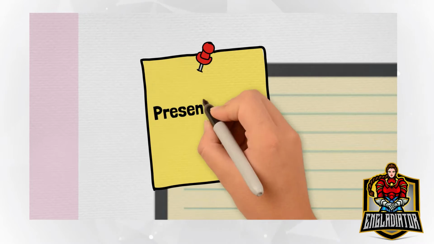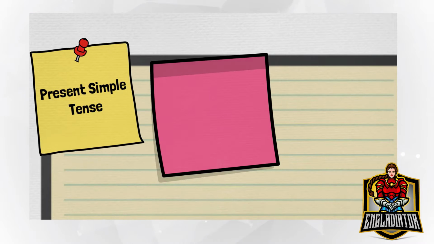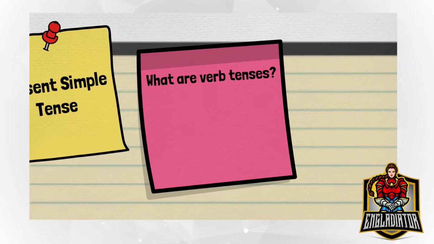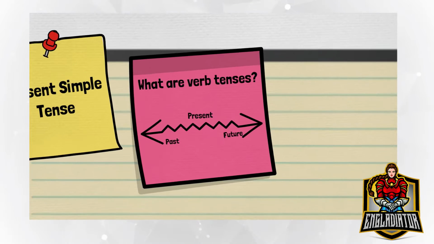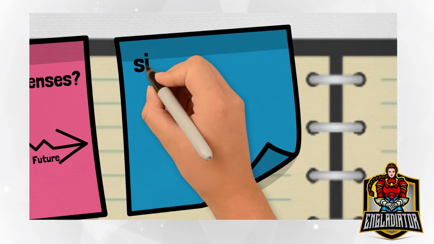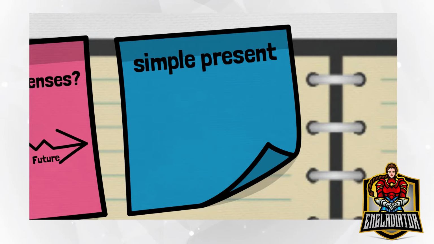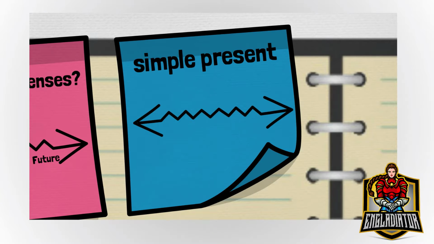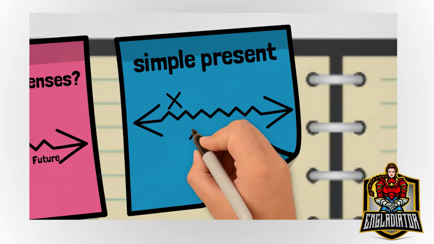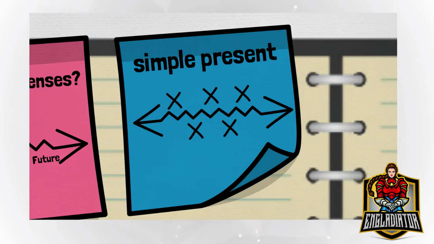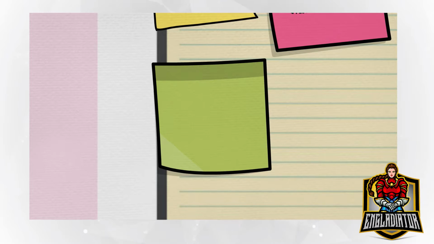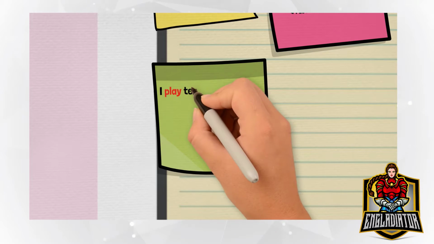Simple present tense. What are verb tenses? Verb tenses show the time on which an action takes place, whether it's in the past, present, or future. The simple present is a verb tense. We use the simple present tense for repeated actions that happen over and over again. For example, I play tennis every week.